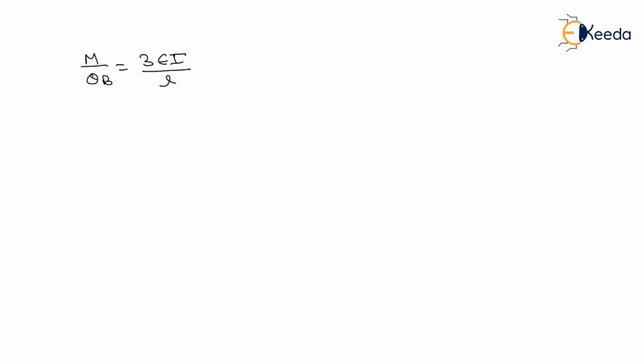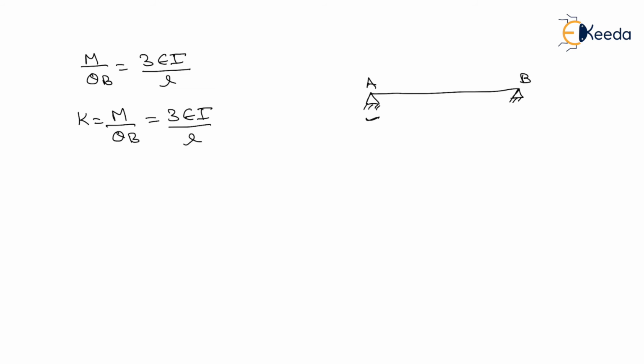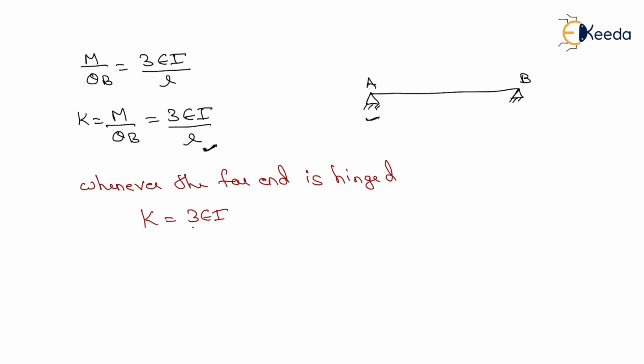Now we need to find the stiffness of this beam, which is equal to the moment required to produce unit rotation. So the stiffness of the beam will be equal to 3EI by L. So whenever the far end of the beam is hinged, the stiffness of that beam becomes 3EI by L. So we have derived a condition here that whenever the far end is hinged, the stiffness of that beam becomes 3EI by L.